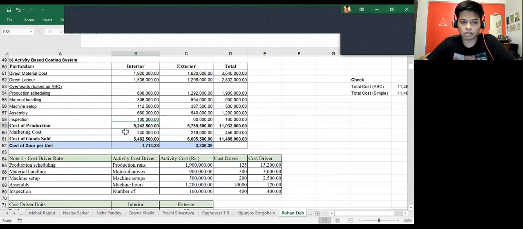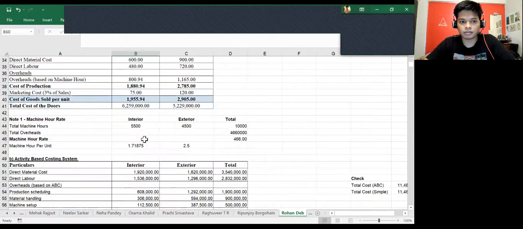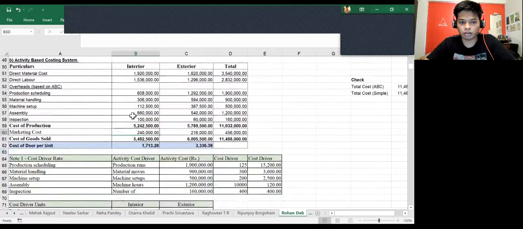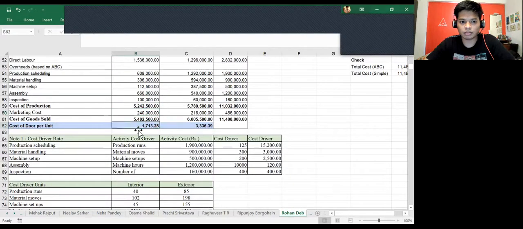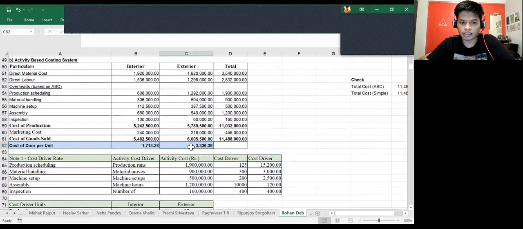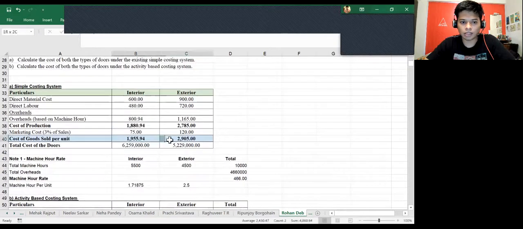If you add them up, you'll get the cost of production, and again, marketing cost is 3% of sales, which is again perfectly fine from the above. You divide that by the number of doors, and you'll get the cost of goods sold, and then the cost per door, basically. So this is the answer for part number 2, and you can see that the exterior is 3,000 something, and in part number 1 it's 2,900. So if you are here just for the answer, this is the answer.